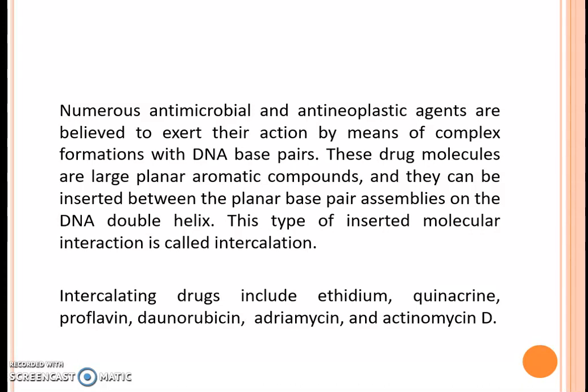Also, numerous antimicrobial and anti-neoplastic, that is anti-cancerous, agents are believed to exert their action by means of complex formation with DNA base pairs. These drug molecules are large planar aromatic compounds, and they can be inserted between the planar base pair assemblies of the DNA double helix. This is known as intercalation. Drugs which act by this mechanism are ethidium, quinacrine, proflavin, daunorubicin, adriamycin and actinomycin D.